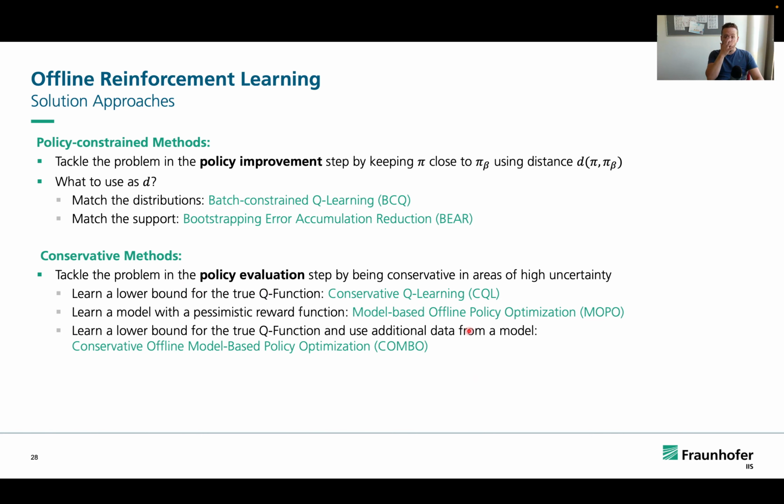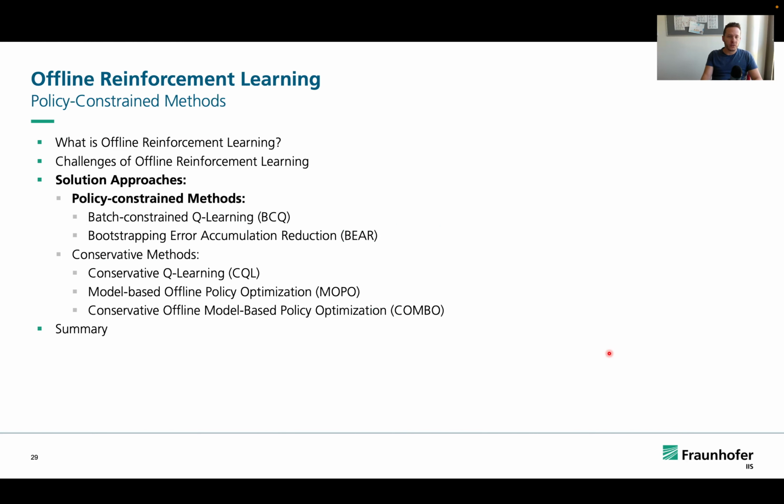Then we talk a little bit about MOPO, model-based offline policy optimization, which learns a pessimistic reward function from which we can then estimate the Q function. It then also uses pure active RL strategies to learn from this pessimistic reward function. And then a more recent algorithm called COMBO learns a lower bound for the true Q function and also uses additional data from a model that is learned from the data to augment the training process. Okay, so let's start with policy constraint methods.